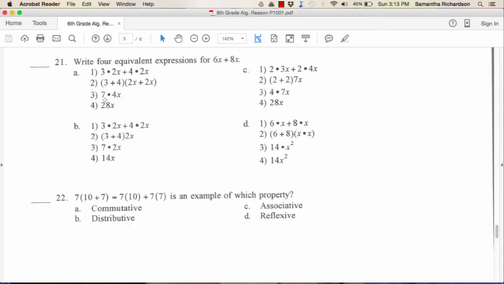Question 21. Write 4 equivalent expressions for 6x plus 8x. Option A, are these 4 equivalent to the original expression? Option B, are these 4 equivalent to the original expression? Option C, are these 4 equivalent to the original expression? Or option D, are these four all equivalent to the original expression?